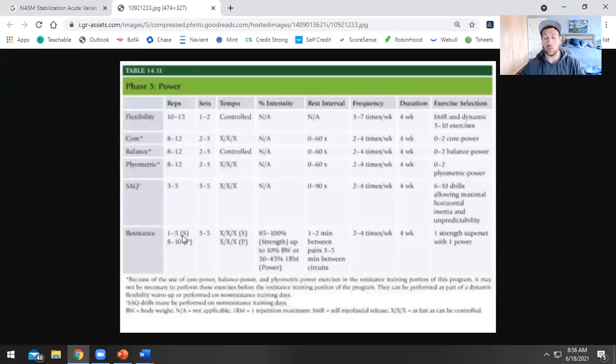So you're going to do 1 to 5 repetitions for your strength movements, 8 to 10 for your explosive power movements, and all for about 3 to 5 sets. All of that's going to be at a very explosive tempo. We see our intensity here, which is very complicated. We'll get to that later. And then here's our rest period. That's also kind of complicated, but you can see here's all the rules and how we're laying that out.